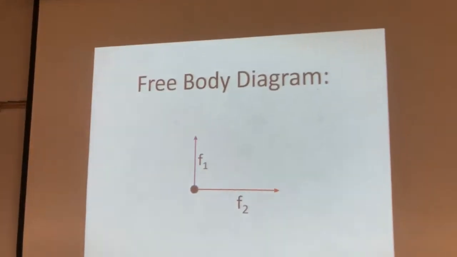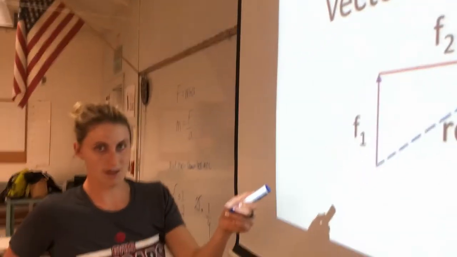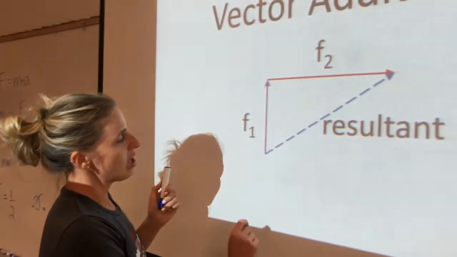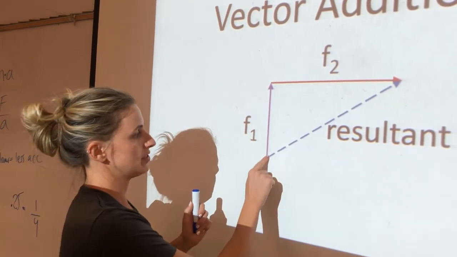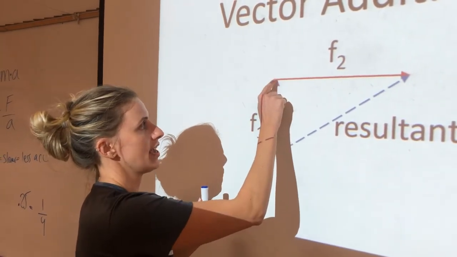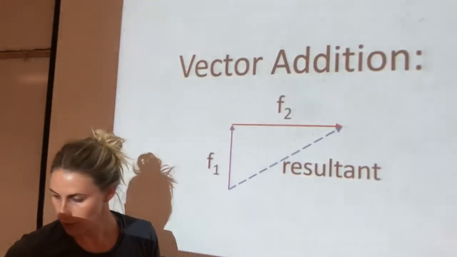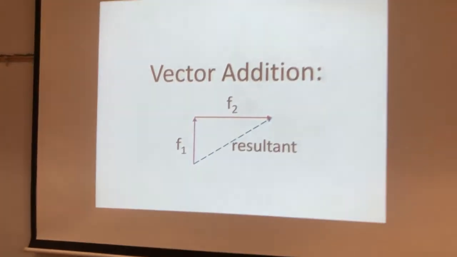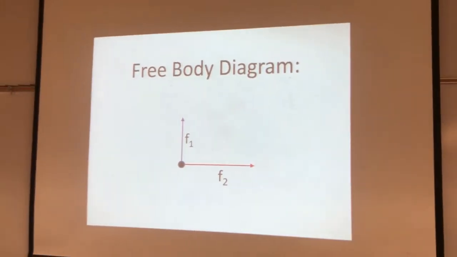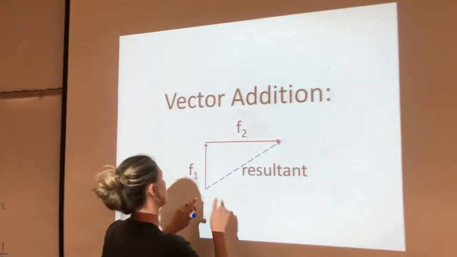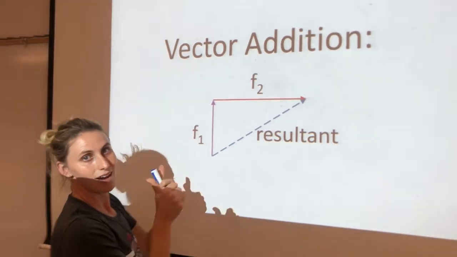How is this different from vector addition? Well, first of all, there's no dot here. And second of all, our forces are being added head to tail. So we have a tail, here's my head, and then this head is attached to that tail to create our resultant. In the free body diagram, both of the tails are attached to the dot. In vector addition, the head is attached to the tail right there. You're going to have to be able to do both.